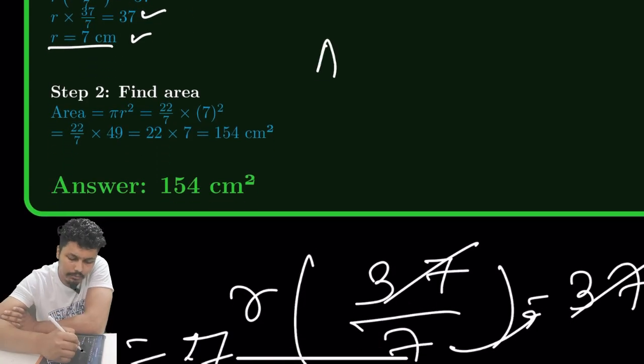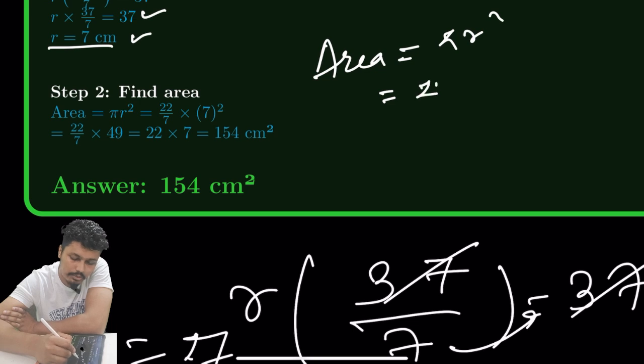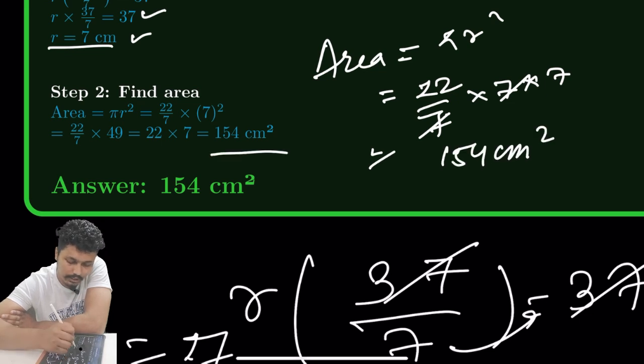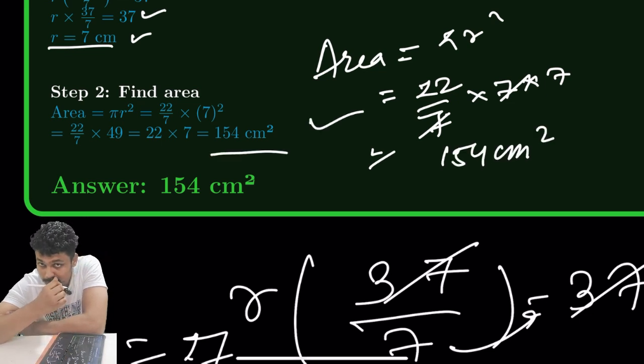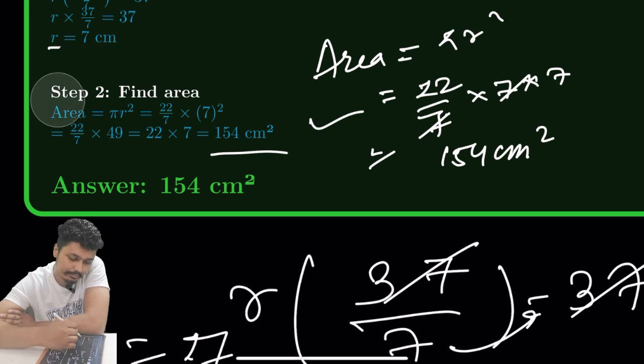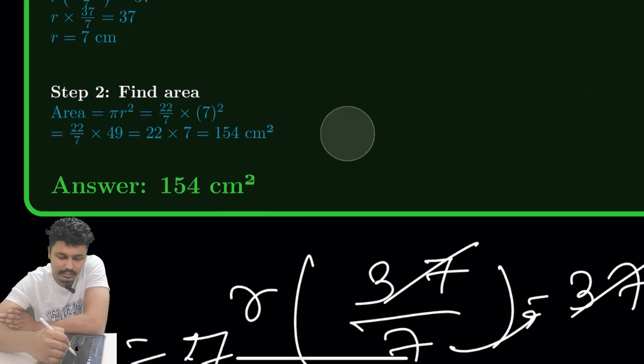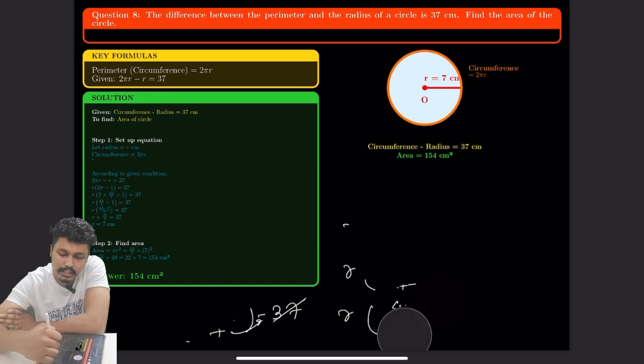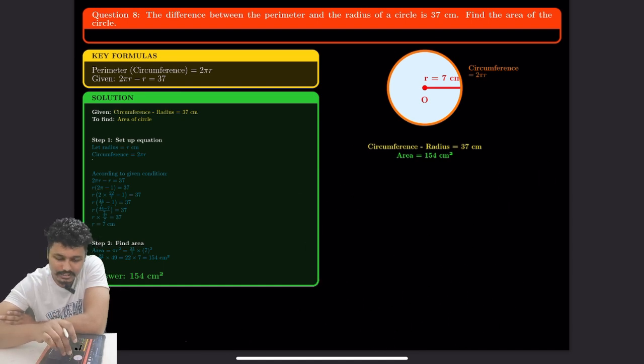Now area will be simple, right? Area is pi r square. I know pi is 22 by 7, r is 7 into 7, 7 cancels, so it will be 154 centimeter square. I got the answer. Okay, let's go next. I hope you are understanding. If you find any difficulty, I'm telling you again and again, the comment section is there, just write it down in the comment below, I will help you out.